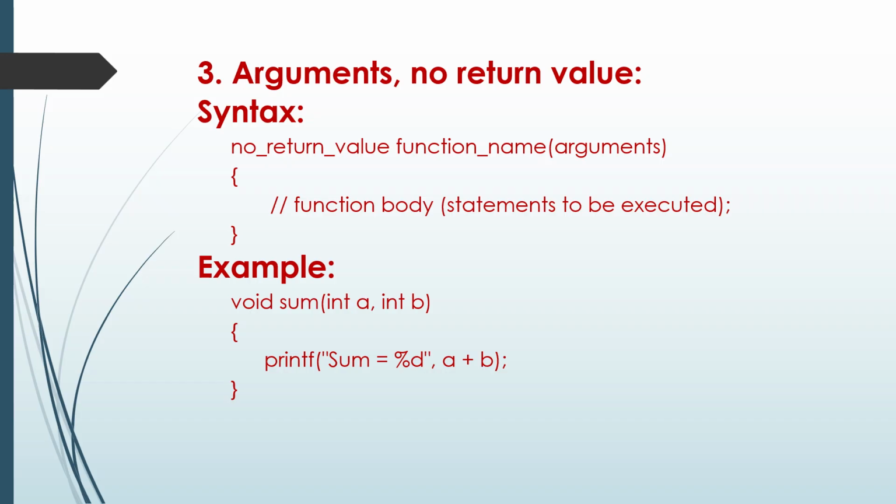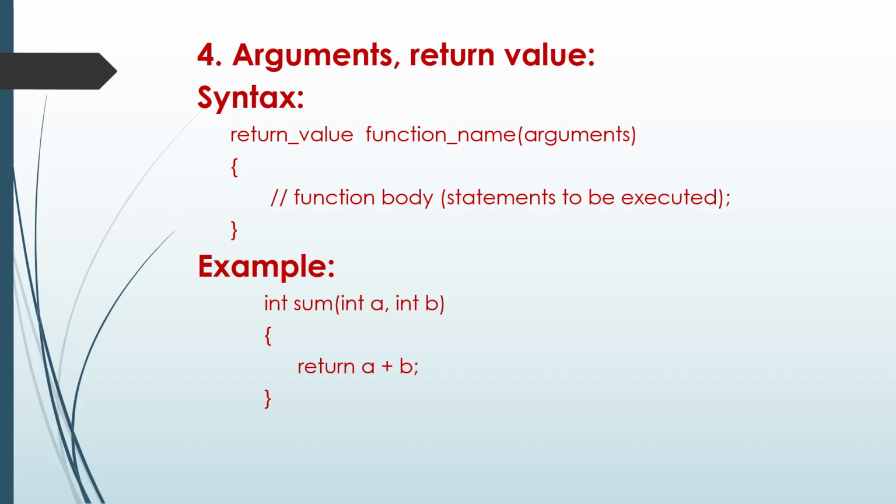Example for with arguments and no return value is as follows. It has no return value, so we use void as the return type, the function name is sum, and the parameters: we take two parameters here, int a comma int b. In the function we use these two parameters to add the values and we print the result.